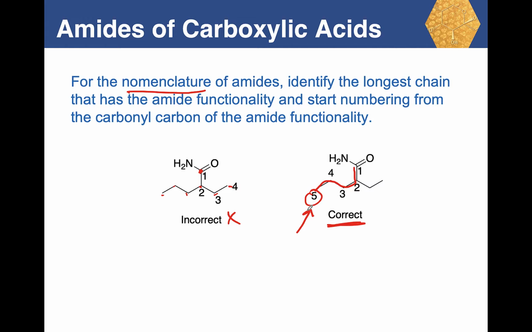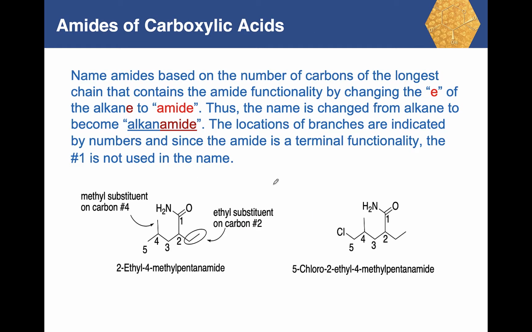5 corresponds to pentane. So what do we do? We change the E of the alkane to amide. So the name becomes alkanamide. So in that case, it becomes pentanamide. And here it is. Once you have the numbering system down, we just have to name the groups that are bonded to each carbon. So hopefully you can see a systematic way of using the IUPAC rules.